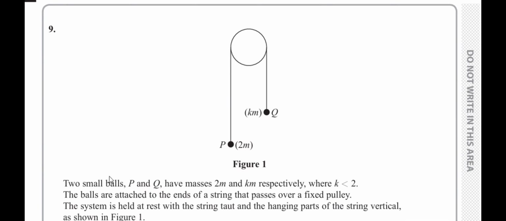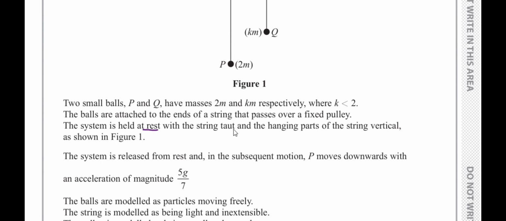Question 9. So we have got two particles hanging on either side of a pulley. Two small balls P and Q have masses 2m and km respectively, where k is less than 2. The balls are attached to the ends of a string that passes over a fixed pulley. The system is held at rest with the string tight and the hanging parts of the string vertical as shown in figure 1.